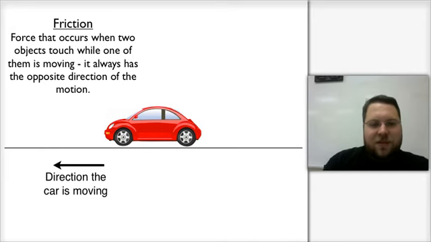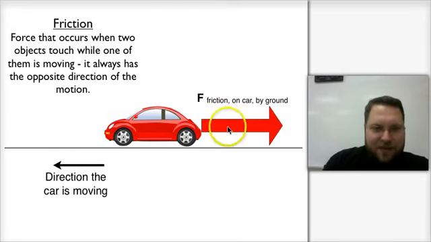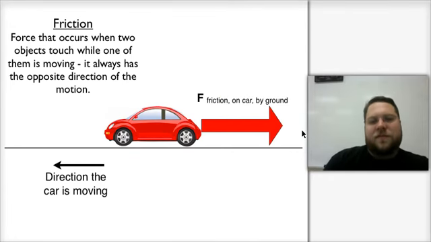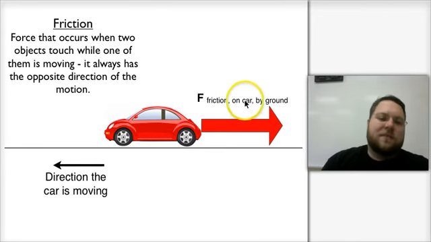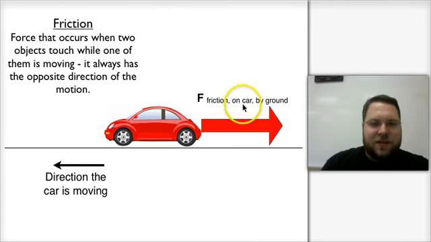And this force of friction always occurs in the opposite direction of the motion of the object. So if the car is driving this way, the force of friction acts in that opposite direction. And here you can see we've labeled this. This is the force of friction on the car by the ground. Again, a force has to be an interaction between just two things.